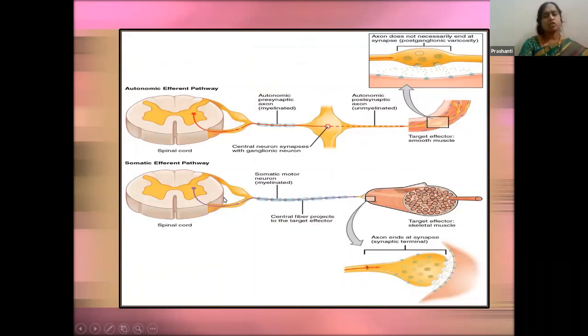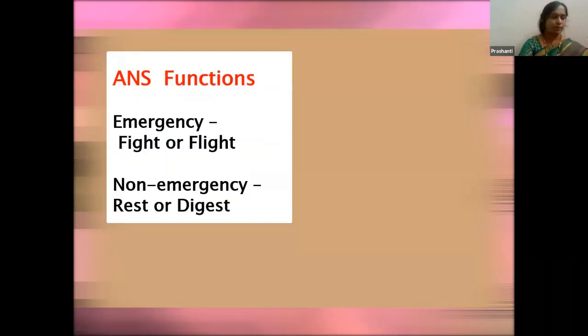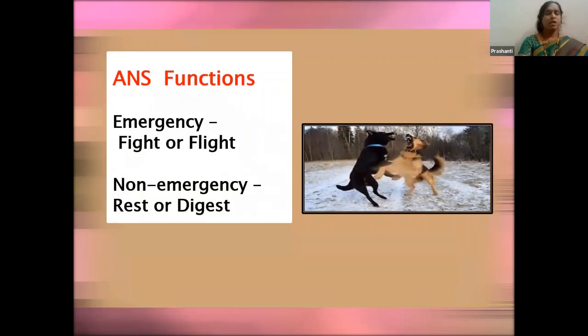And this is the pathway, children, autonomic and somatic. What did we learn under somatic, children? It conducts the somatic command, which is under our control. Whereas autonomic means the information is sent unconsciously, without our conscious control. So here there is a difference: unconscious is autonomic, whereas under our conscious control is the somatic pathway.